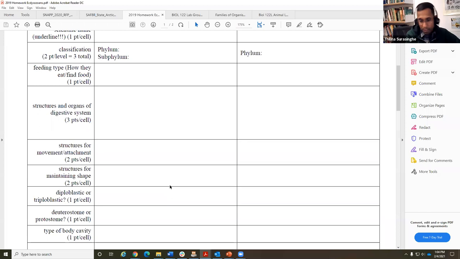And for Ascaris, you can mention two things that help them with locomotion. Can someone tell me what those are? Two things that you can mention?